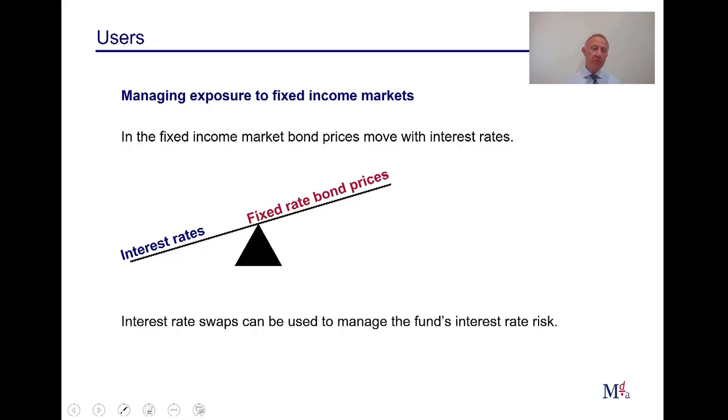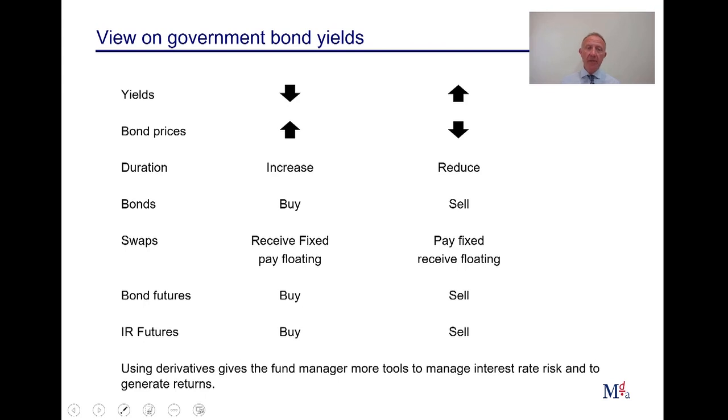So we can use these swaps to help manage interest rate risk in fixed income portfolios, as interest rates and bond prices move in opposite directions. If we think interest rates are going to come down, we think bond prices are going to go up, and vice versa. So here's a cheat sheet for us. If we think interest rates or yields are falling, we think bond prices are rising, we would like to increase our exposure to the bond market, in other words, increase our duration. We can do that by buying bonds. We can also do it by receiving fixed and therefore paying floating when the rates are falling, paying floating on an interest rate swap. That will increase our duration. We could buy bond futures, and we could also buy interest rate futures.